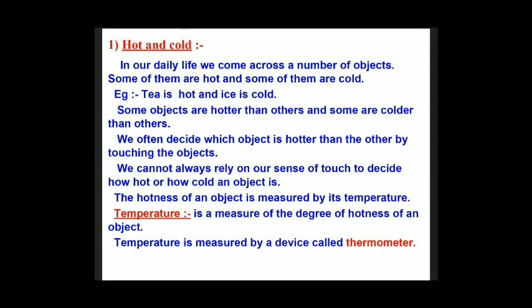So to know the estimate of hotness or coldness of an object, we need something reliable. And that reliable or trustworthy thing is temperature. Temperature is the degree of hotness or coldness of an object. Means कोई object कितना गर्म है या कितना ठंडा है, ये हम किससे बता सकते हैं? Temperature से. And we can define it as the degree of hotness or coolness.